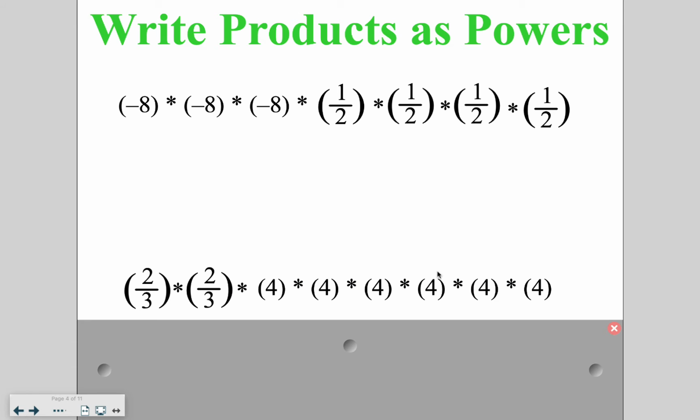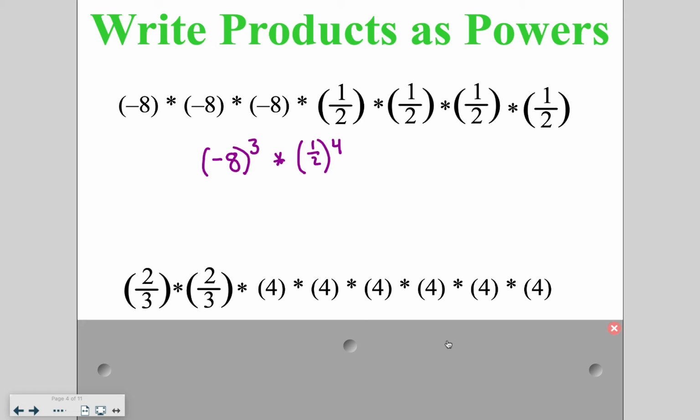So sometimes we want to take things that are written out with long multiplication and write them into their power format. So for example, this one has -8 times -8 times -8 times 1/2 times 1/2 times 1/2 times 1/2. Instead of having to write that all out, I can write -8 to the third power. Notice I kept that in parentheses still. And then multiplying by 1/2 to the fourth power, because there are 4 1/2s being multiplied.